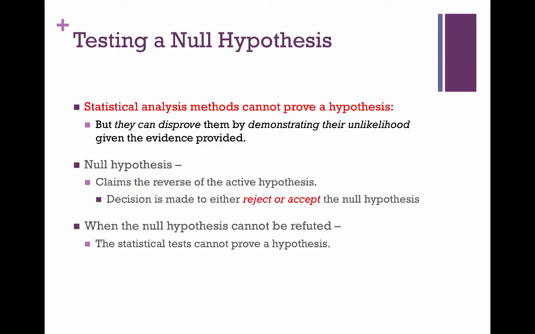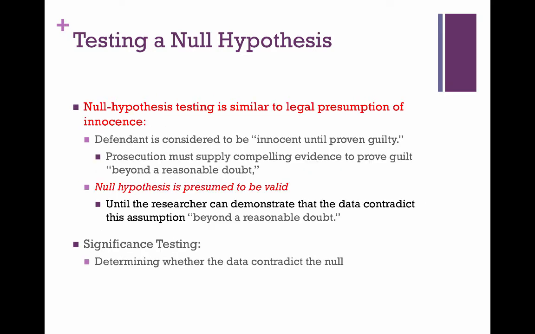The null hypothesis. Statistical analysis methods cannot prove a hypothesis, but they can disprove them by demonstrating their unlikelihood given the evidence provided. A null hypothesis claims the reverse of the active hypothesis. The decision is made to either accept or reject the null hypothesis. When the null hypothesis cannot be refuted, that means the statistical test cannot prove the hypothesis. And you are wrong.